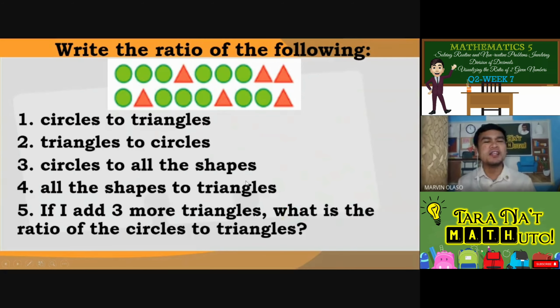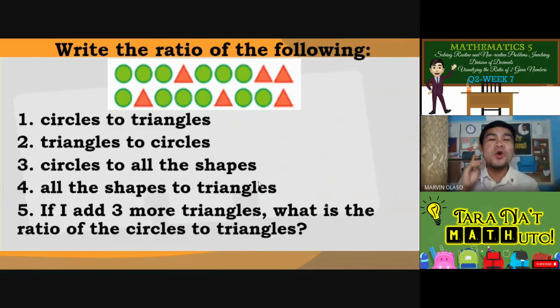And for the last one, if I add 3 more triangles, what is the ratio of the circles? Again, how many circles? 12. How many triangles? 6. Then I add 3. So what's the total triangles? Yes. So we have 12 circles is to 9 triangles because I add 3. Okay. Again, did you get the correct answers? Wow, you're so good. Congratulations.